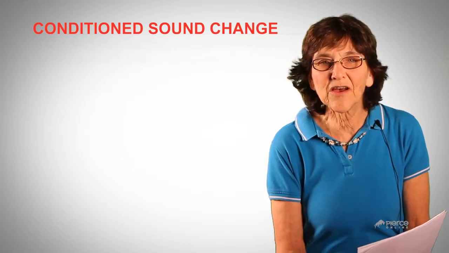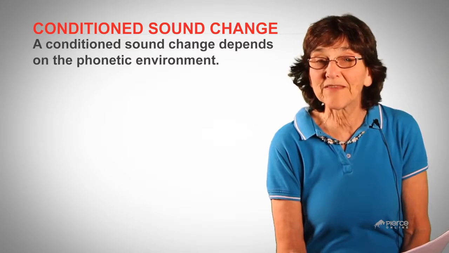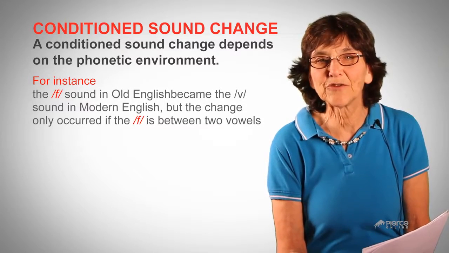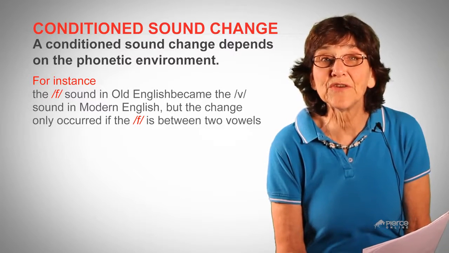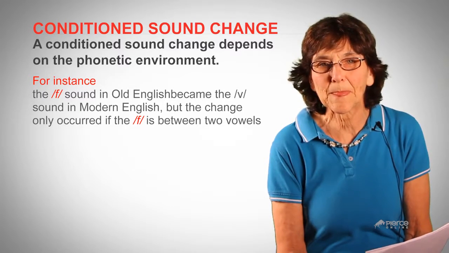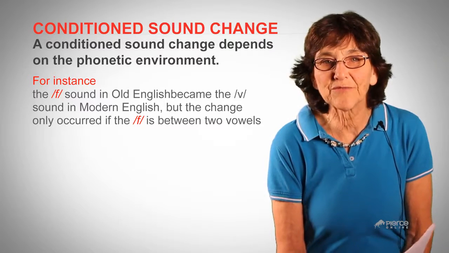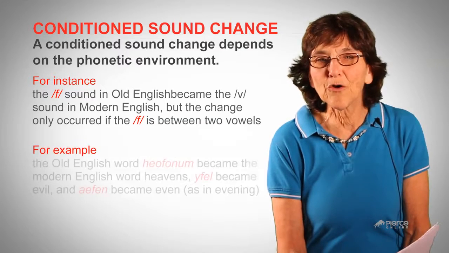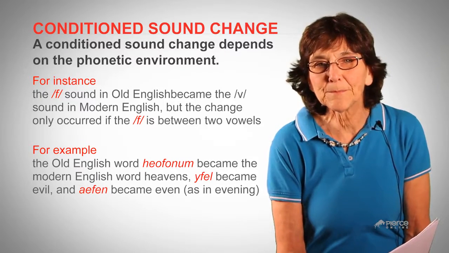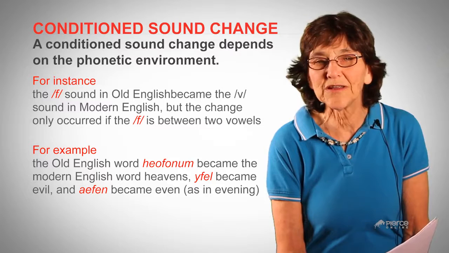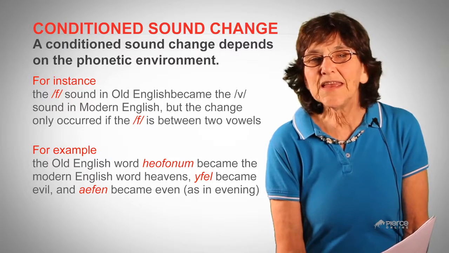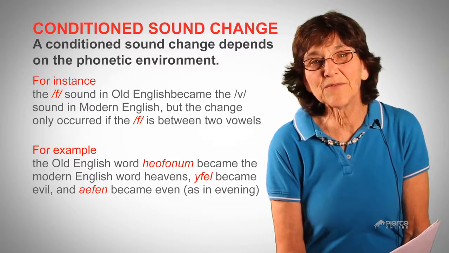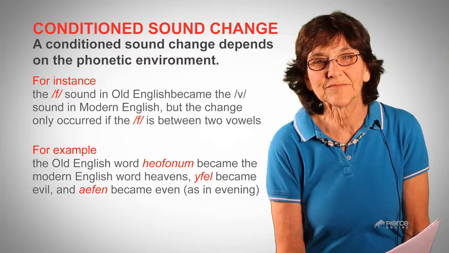On the other hand, a conditioned sound change depends on the phonetic environment. For instance, the f sound in Old English became the v sound in Modern English. But the change only occurred if the f is between two vowels. For example, the Old English word heofonum became the modern word heavens. Efel became evil, and efen became even, as in evening.